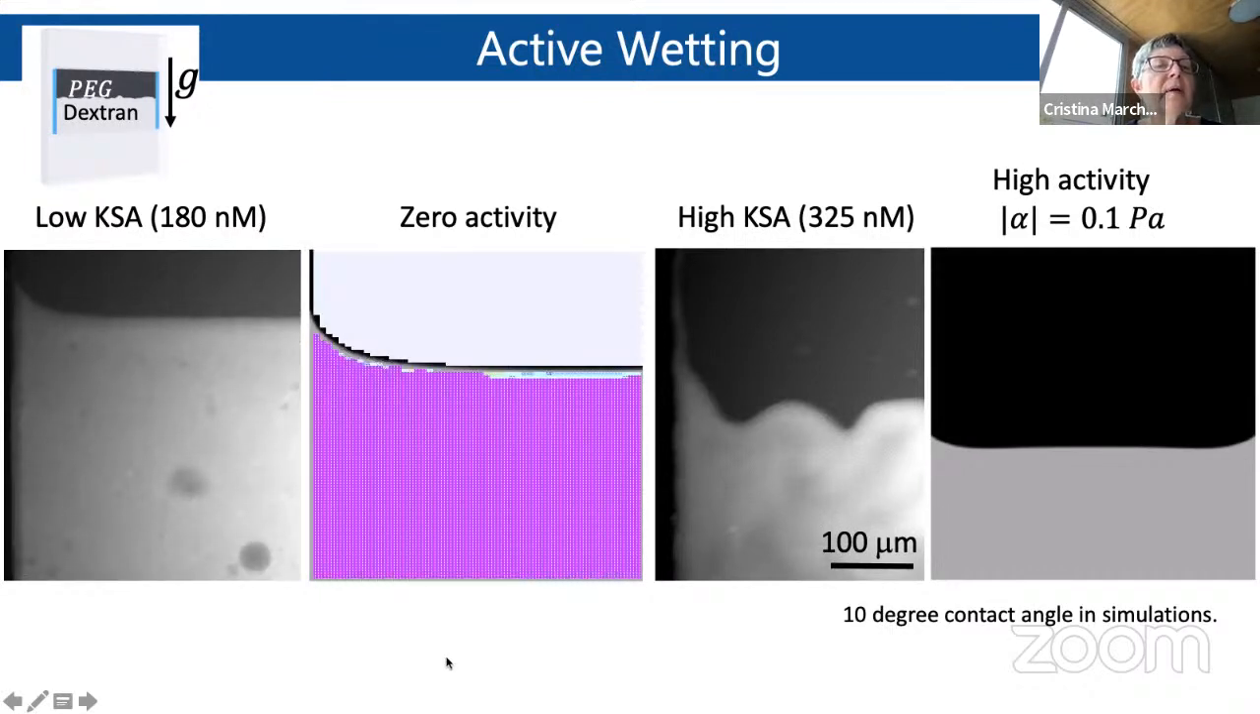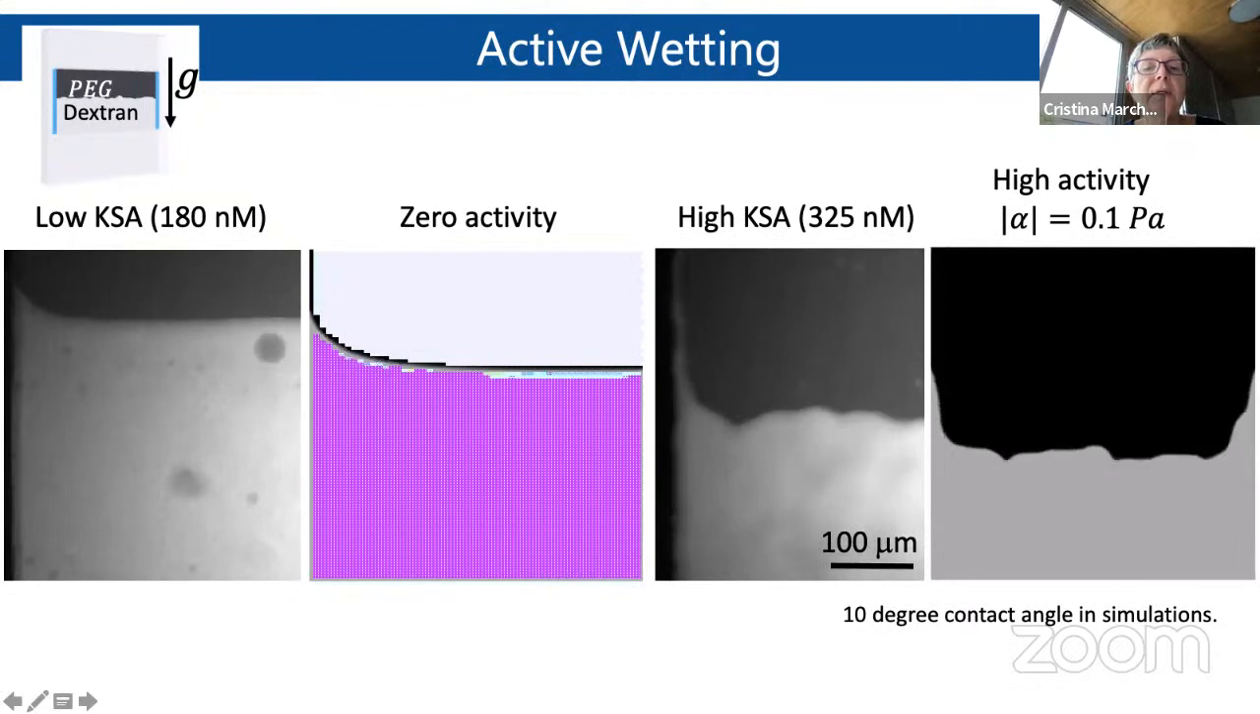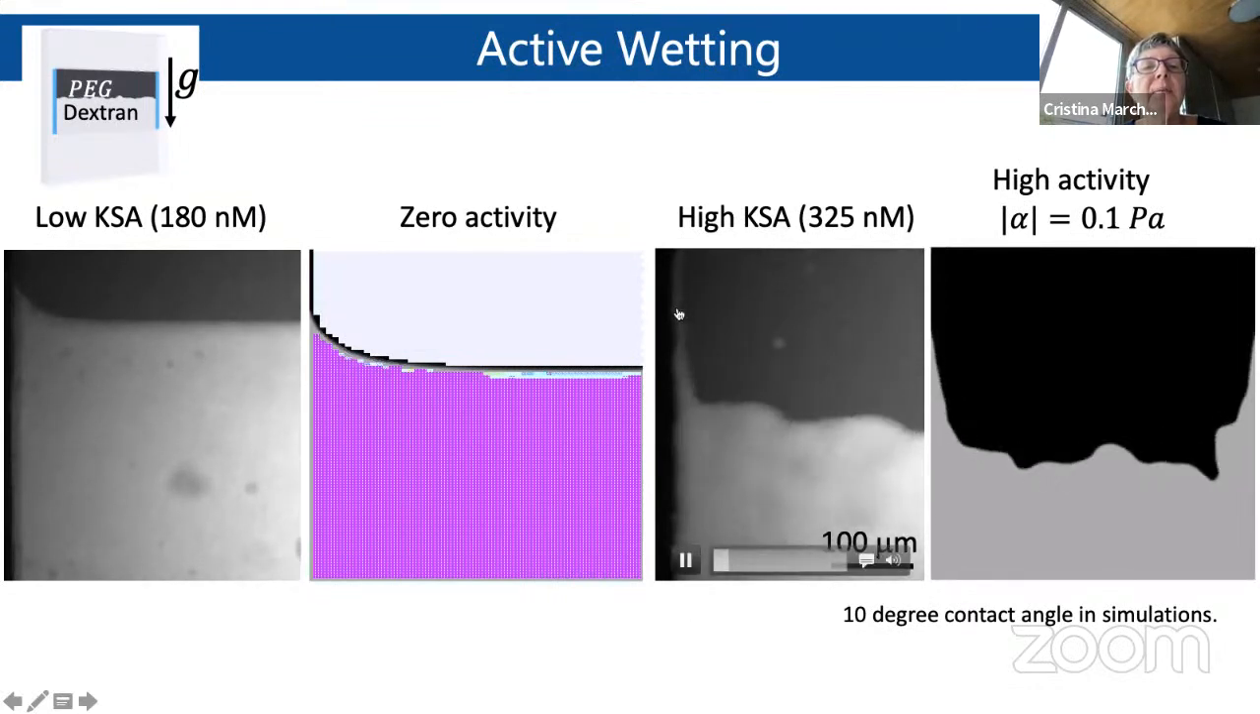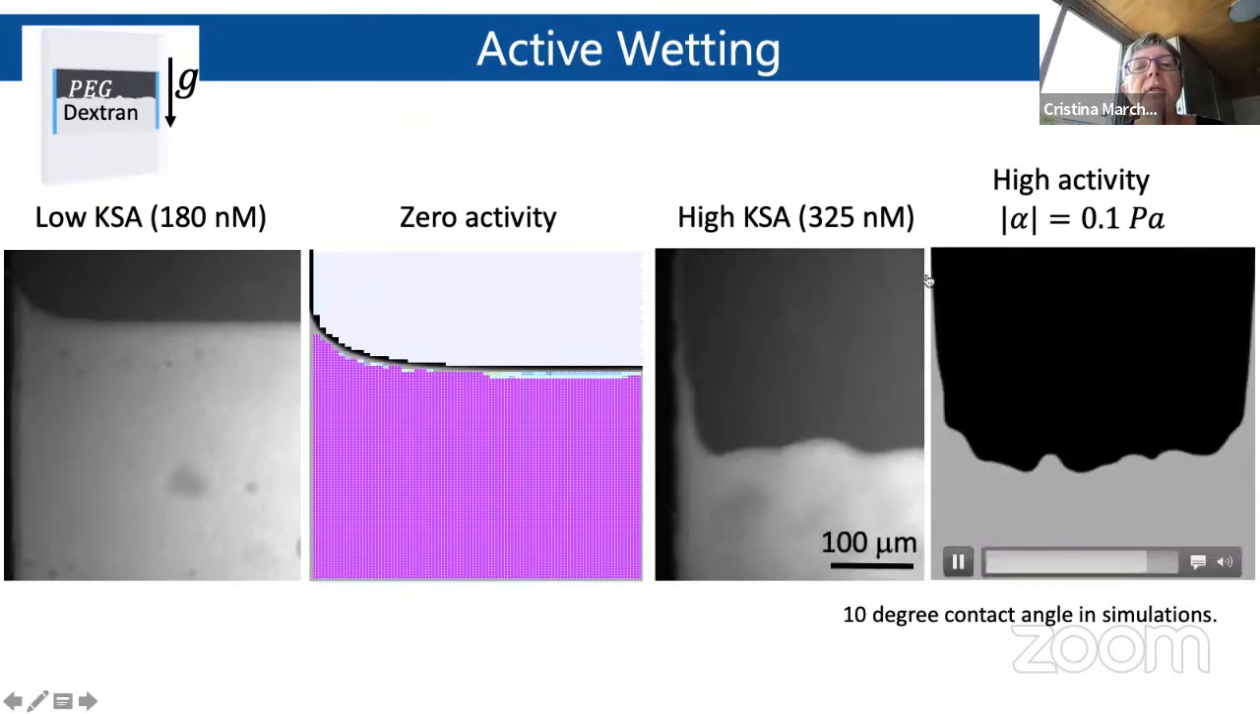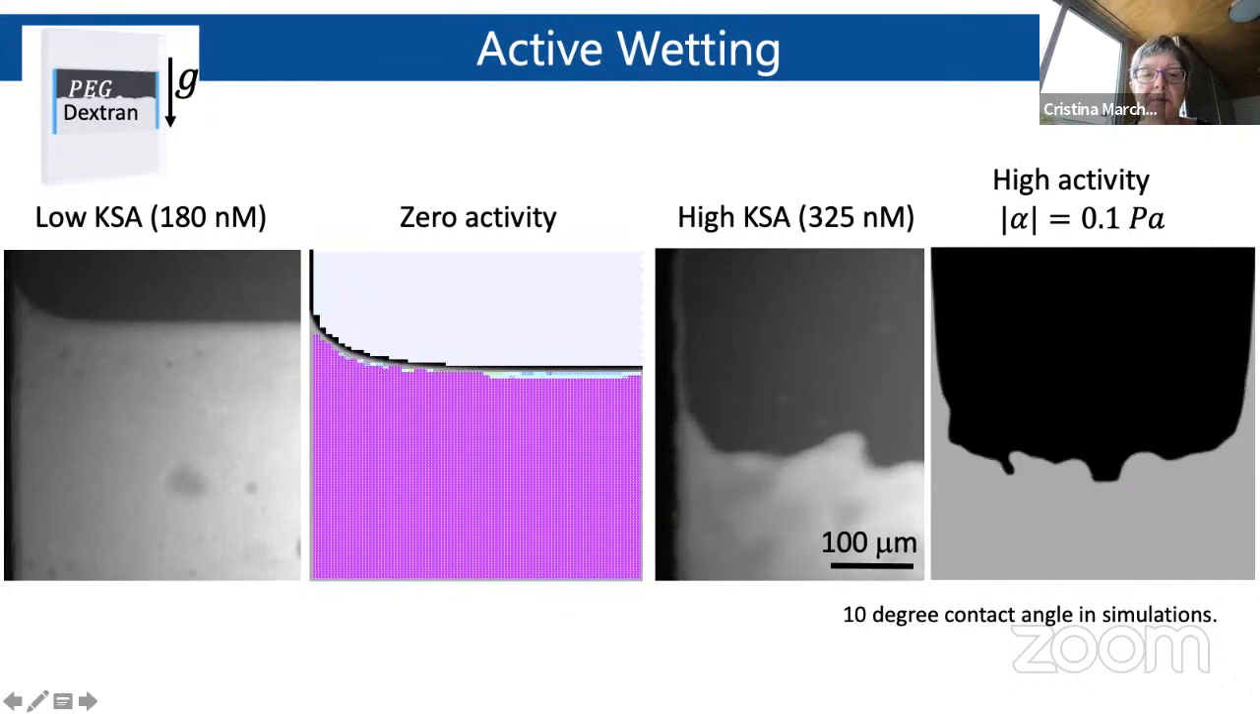I don't know what happened there, but anyway, I think you were able to see this. But as you increase activity, you see that the wetting is greatly enhanced. In fact, the active fluid literally climbs up the interface against gravity, generating this thin layer that eventually turns into complete wetting of the interface. And you see something very similar here in the simulation. So activity is pushing up the fluid against gravity, eventually leading to complete wetting of the interface.